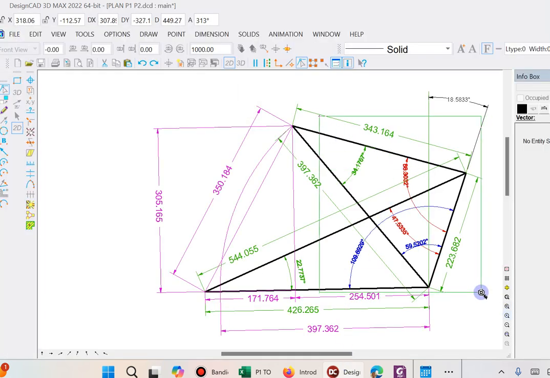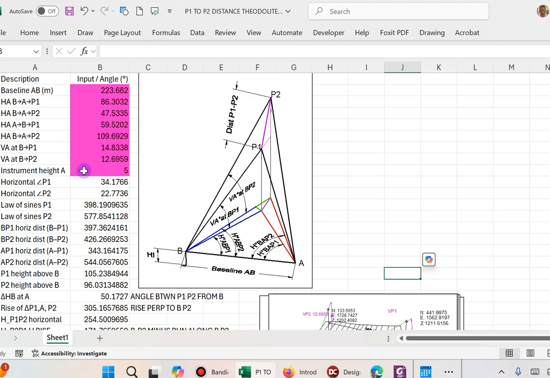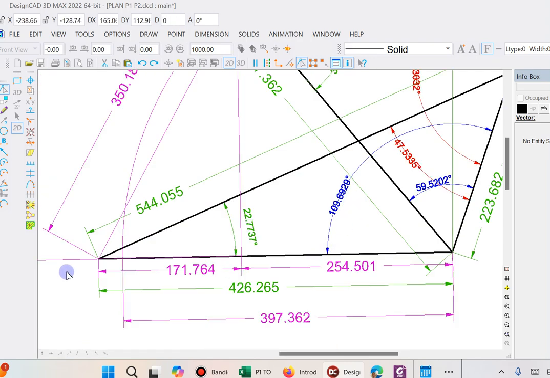So collimate point A, or point 1, 86, and point B, 47. That's those two in red. And then you get your 59 and 109. That's the same here, 59 and 109. So you're going horizontal angle left, horizontal angle left. All right, now you're collimated on point 2.